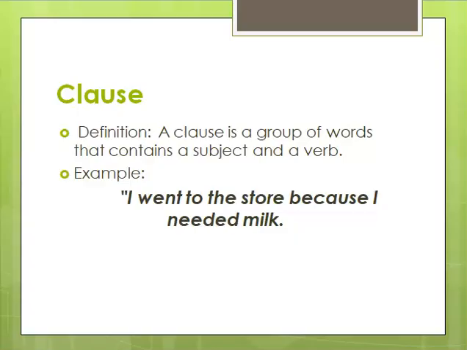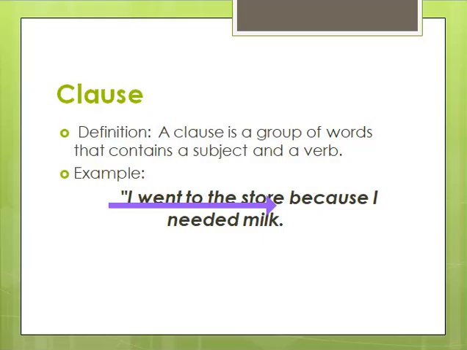A clause is a group of words that contains a subject and a verb. We can also say it is a group of words that contains a subject and a predicate of its own. In this example, I went to the store. So in these two statements here, I went to the store.